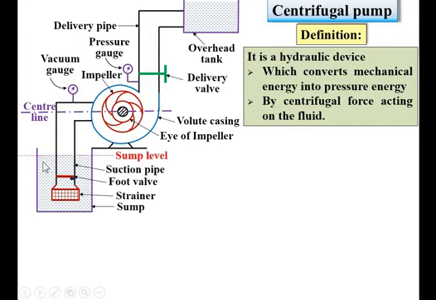Sump level, the water level in the sump, that is called the sump level. And this is called the discharge level, the level of water in the overhead tank. And so that I can mention over here, this is the suction head, HS, that means from sump level to the center line of the pump. And this one is called the delivery head, and it is denoted by HD. And HS plus HD is known as the static head. That means the head against which the pump has to work.